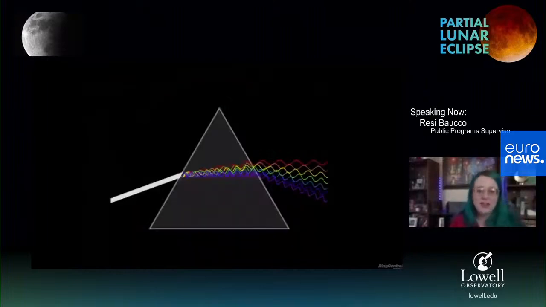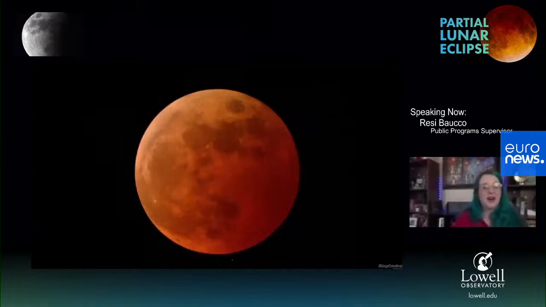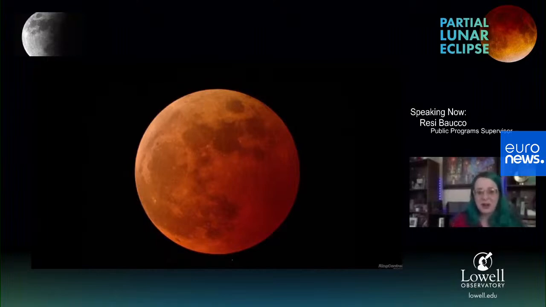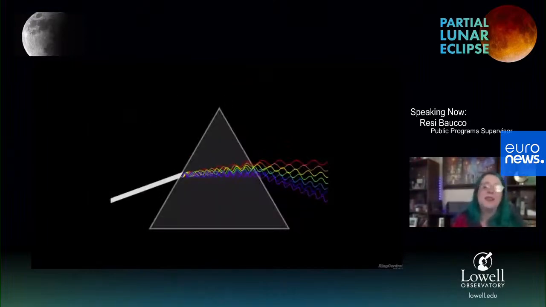Yeah, so now let's go ahead and talk about what causes that red color. This is probably the most striking feature of a lunar eclipse, right, that reddening color. And that is caused by Rayleigh scattering. This is actually a diagram of what we do when we take spectra, when we take white light and put it through a prism. But I think that it illustrates so well what happens to that light.